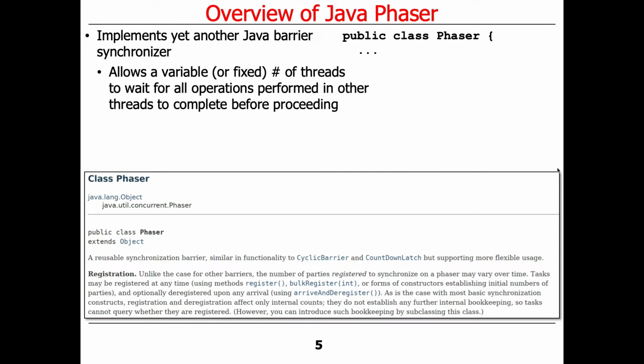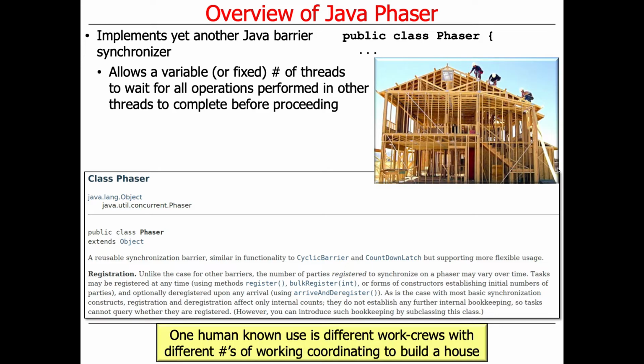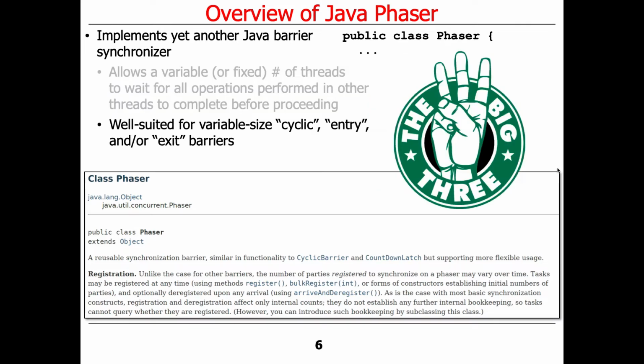It allows a variable or fixed number of threads to wait for all the operations performed in other threads to complete before it proceeds. So it's somewhat like the other barriers, although, as we'll see in a second, it's a bit more flexible and dynamic. One of the human-known uses I've talked about before is having different work crews with different numbers of workers coordinating to build a house. This is an interesting model of a barrier synchronizer because it's well suited for variable-sized cyclic entry and/or exit barriers. So it supports all the three different models, and it also supports variable-sized capabilities.